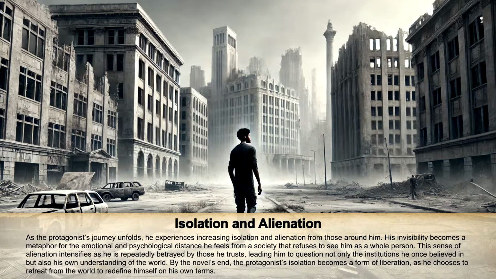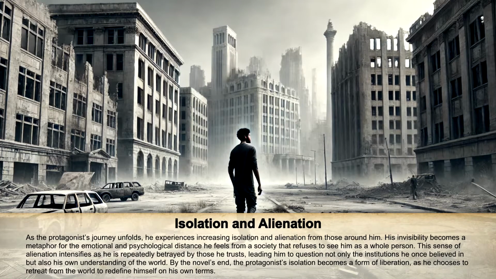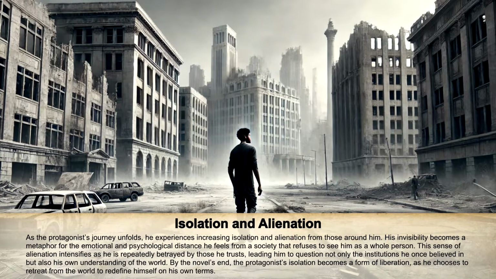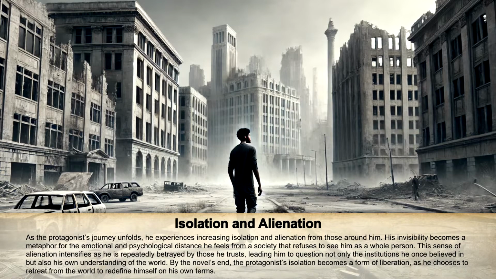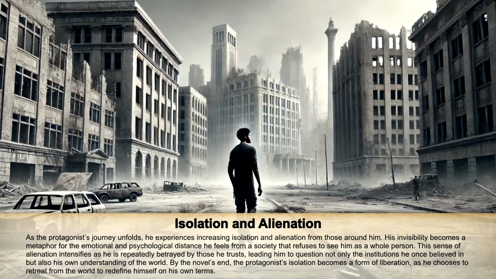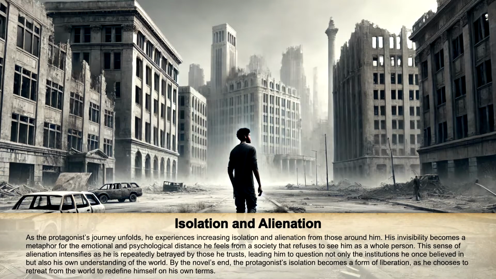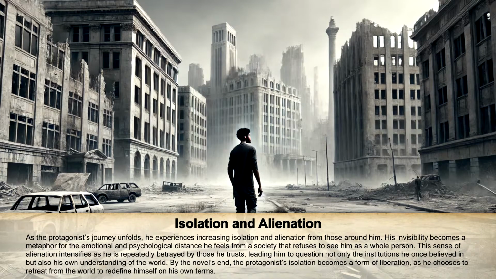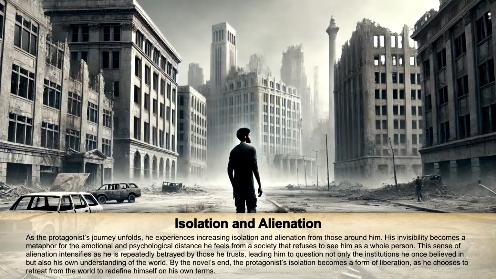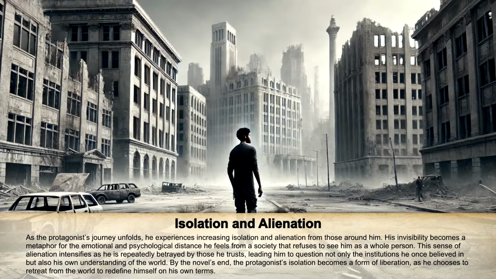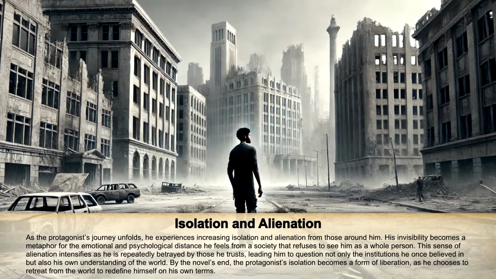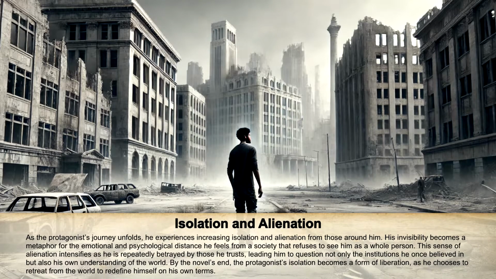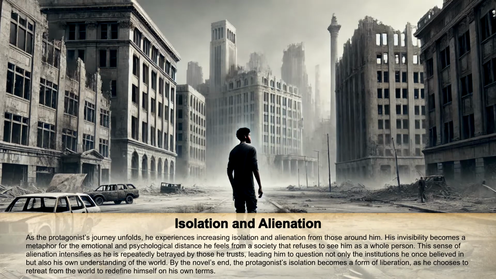Isolation and alienation. As the protagonist's journey unfolds, he experiences increasing isolation and alienation from those around him. His invisibility becomes a metaphor for the emotional and psychological distance he feels from a society that refuses to see him as a whole person. This sense of alienation intensifies as he is repeatedly betrayed by those he trusts, leading him to question not only the institutions he once believed in, but also his own understanding of the world. By the novel's end, the protagonist's isolation becomes a form of liberation as he chooses to retreat from the world to redefine himself on his own terms.